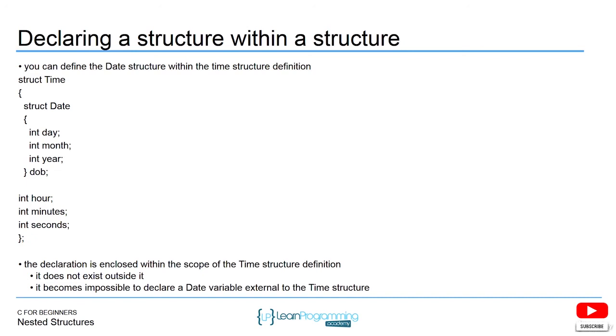It's impossible to declare a date variable external to the time structure. The only time you can ever use a date structure variable is when you create the time struct, and it will automatically create a DOB variable for you. So this is somewhat limited, but you would use this in a case where you only need the date when it's associated with a time. The date should never be by itself. Then you would do it this way.